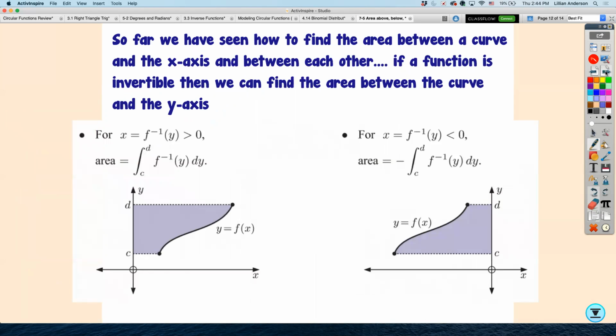Last thing we'll talk about today is how to find the area between a curve and the y-axis. So far, we've seen how to find the area between a curve and the x-axis and between each other. However, if a function is invertible, meaning that its inverse is a function, then we can find the area between the curve and the y-axis. How it essentially works is that you basically rewrite the function solving for x instead of y, and then you use the bounds along the y-axis, or the restrictions of the y-axis, as your bounds, and then the function in terms of y.